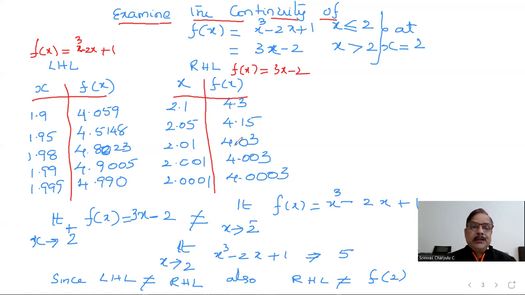Now you notice here, the RHL value near 2 and the LHL value near 2 are not the same. It means the LHL value is not equal to the RHL value. So there is a discontinuity in the function. Then the next one is direct substitution. It is at 2 they are asking, so x equal to 2. For x equal to 2, we have to use the top equation, x cube minus 2x plus 1, and directly substitute. That is coming to 5. So here what we are understanding is the LHL value, even though it is converging towards 5, is not equal to the RHL value, which is 4. Therefore, this function is discontinuous.